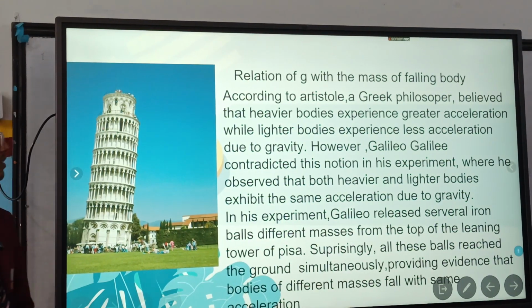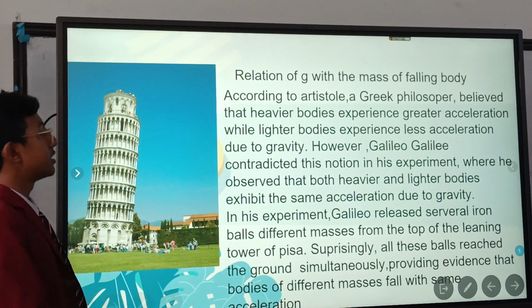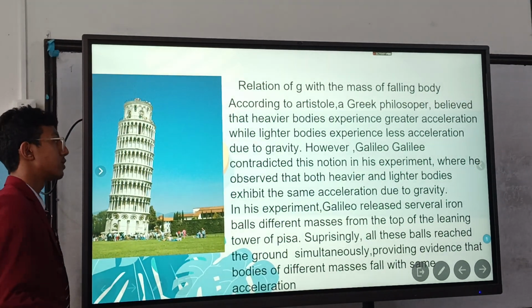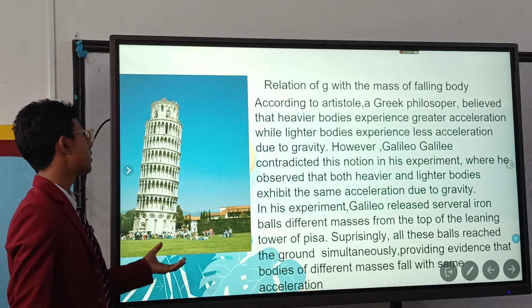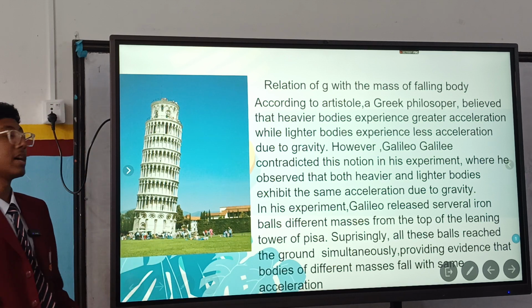Namaskar everyone. I am going to give a presentation about the force and motion chapter, which is made by our Sonis. In this we can see the example of the Leaning Tower of Pisa.